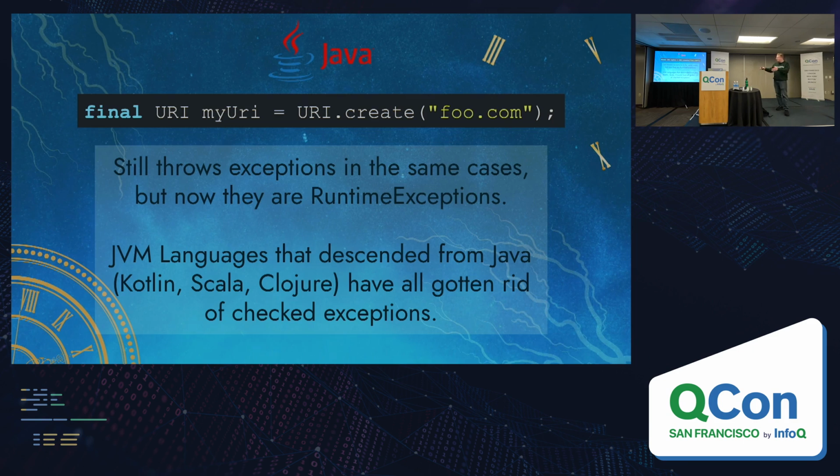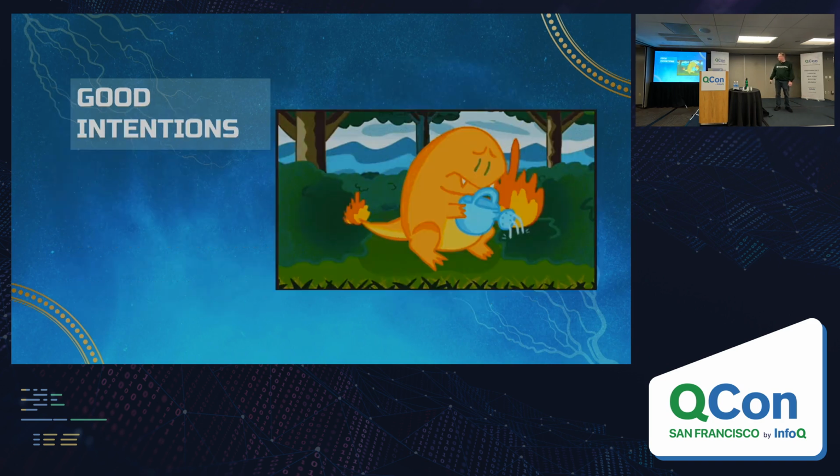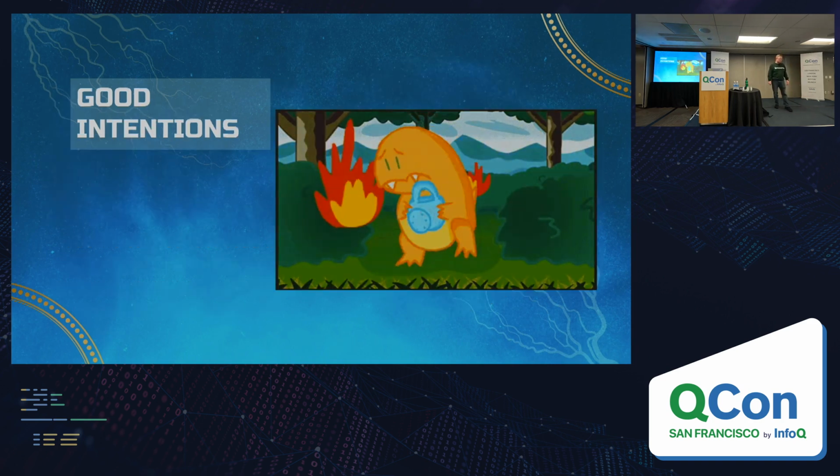Likewise, all of the JVM languages that have appeared in the last 10, 15 years, Kotlin, Scala, Clojure, they've all basically gotten rid of these checked exceptions in favor of runtime exceptions. So that means now all of our errors are runtime errors. That, again, is really against the grain of what I'm pitching in this talk, right? It means now we have to go read the docs or the code for every function we're calling and make sure we know what kinds of exceptions it could be throwing and handle them successfully. So we're back here, right? Good intentions.